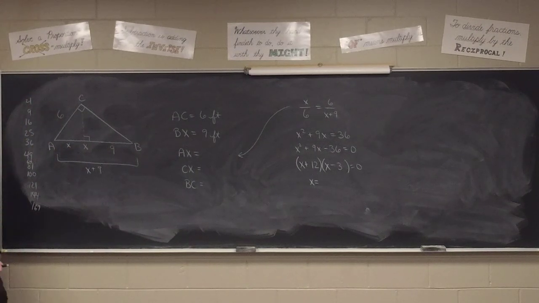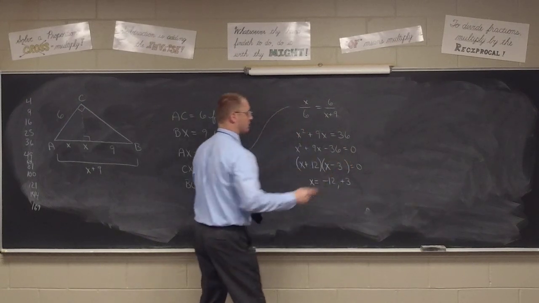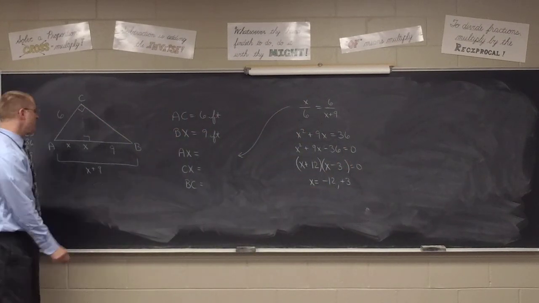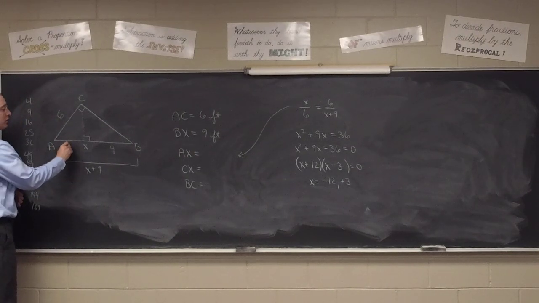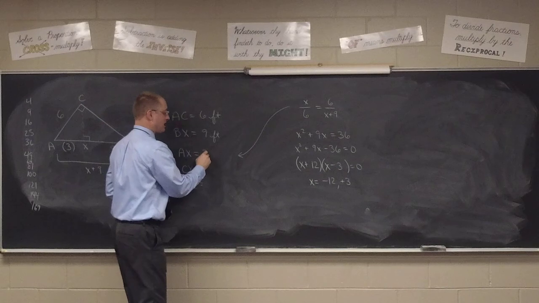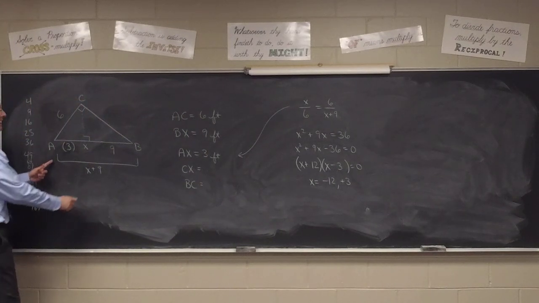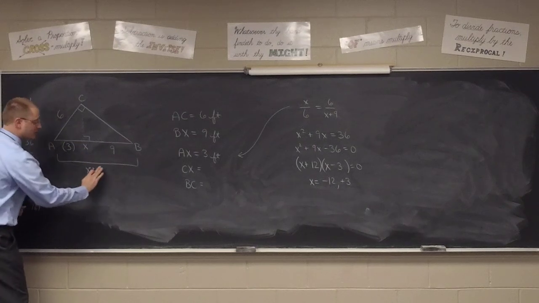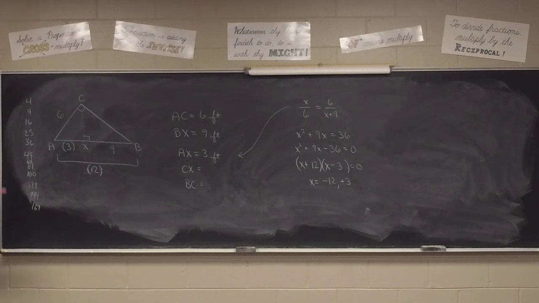What are they? Negative 12 and positive 3. However, one of these is absurd. You can't have a length of negative 12, so therefore we must go with positive 3. 3 feet is my length for AX. Therefore, by the way, that means the whole AB is 12. And now we can find CX and BC with ease, finish it out. You will have one like this for homework this evening.